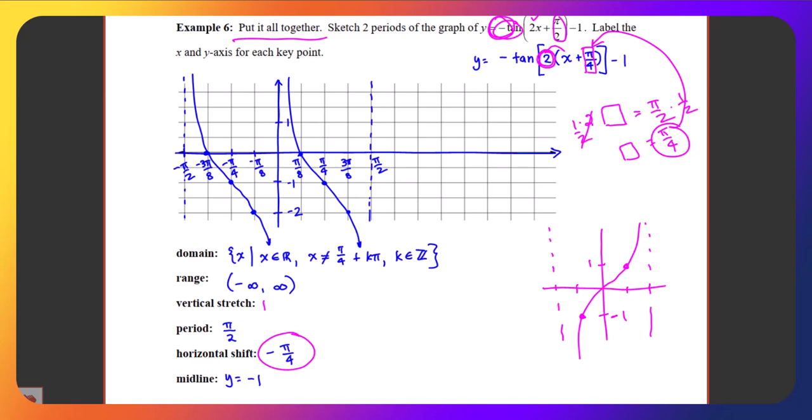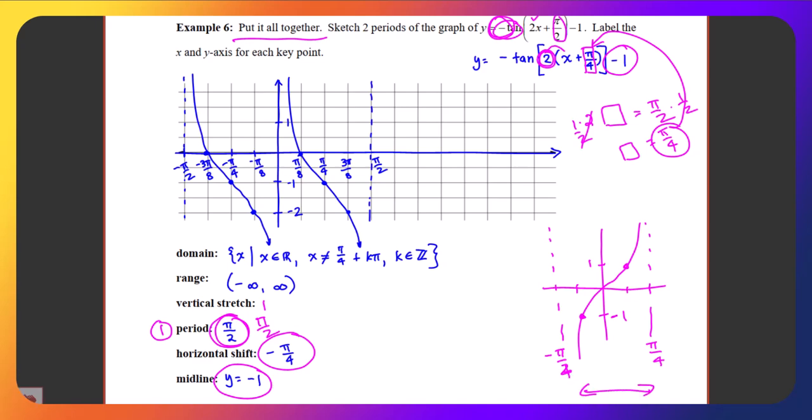And so our horizontal shift is to the left, pi over 4. We factor the 2 out. Our period is pi over b, or pi over 2. And the midline goes down 1 to y equals negative 1. Now, let's start with the period. The period is pi over 2. So half of pi over 2 is pi over 4. So typically, it's going to go to the right pi over 4 and the left pi over 4, and that'll give us a period of pi over 2.